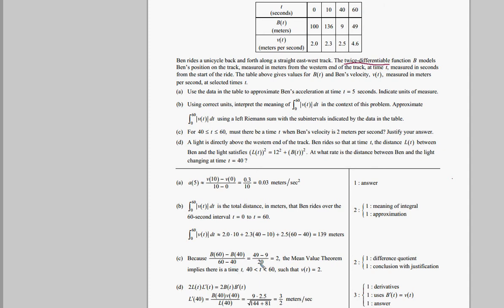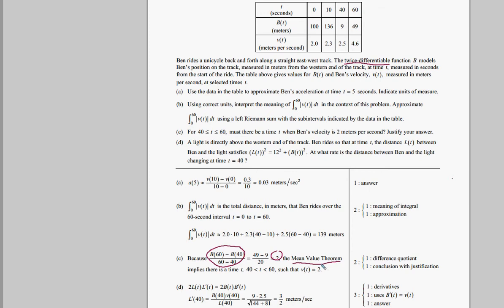So let's see what is actually happening in terms of the average. Maybe it's going to work out to be 2. I'm going to take b of 60 minus b of 40 all over 60 minus 40, and this should be recognized as the average velocity, your change in position divided by your change in time. When you get those values of 49 minus 9 all over 20, you do in fact get 2, which tells you that your average velocity is 2 meters per second. So therefore there has to be a time between 40 and 60 where your instantaneous velocity is in fact equal to 2.